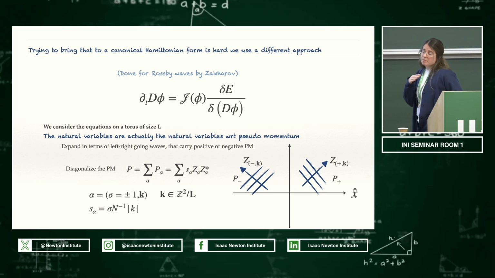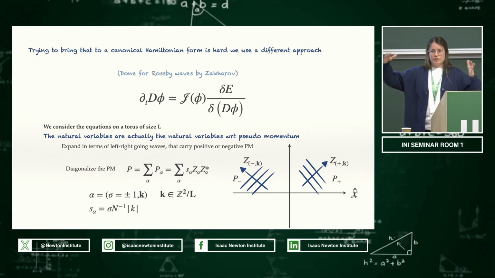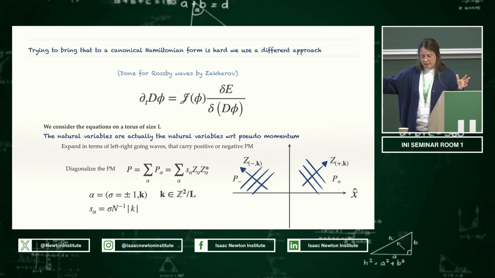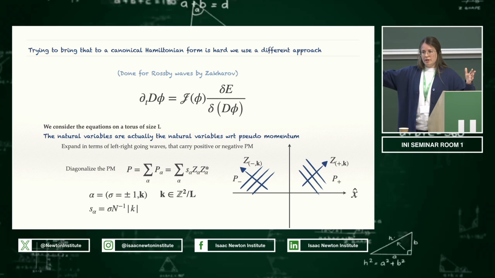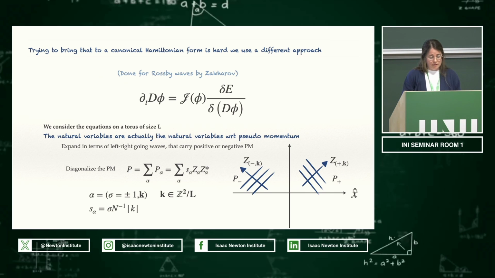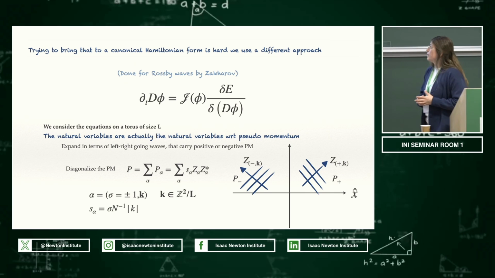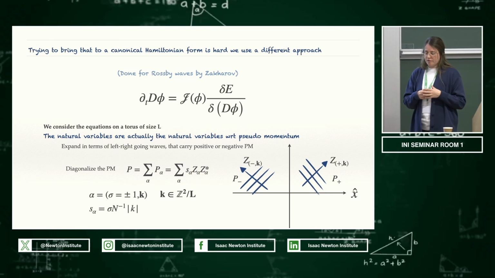That will be the natural variables with respect to the pseudo-momentum. So we will consider the equations on a torus of size L. The reason I want to be on a torus is because at this stage I don't want to account for boundary conditions, and I also want to control the rate at which I will eventually take L to infinity. I want to control the volume in which the dispersive waves are interacting, because I don't want them to disperse away. And so the natural variables with respect to the pseudo-momentum are almost the Fourier transform of the fields.